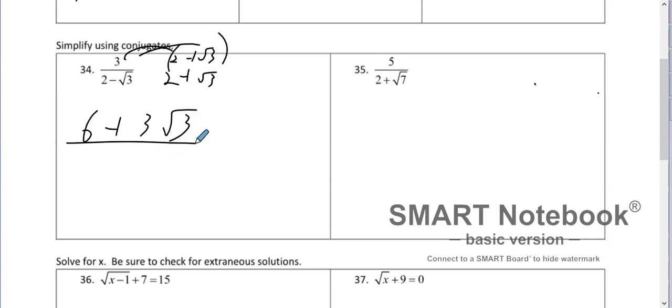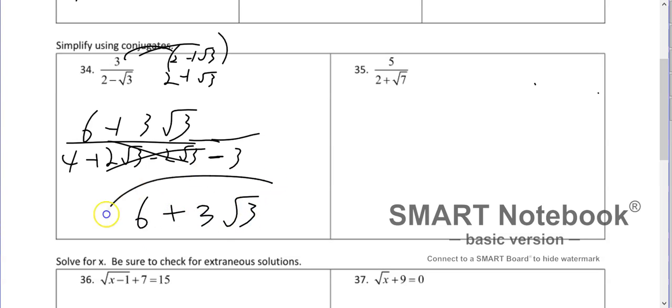Now on the bottom, when I FOIL or double distribute or whatever you call it, I'm going to do 2 times 2 to get 4. And on the outside inside, I'm going to get plus 2 radical 3 minus 2 radical 3, which you're going to cancel. And the very important part, like I said before, is the minus. Negative radical 3 times positive radical 3 is negative radical 9, or simply just 3. You must end up with subtraction in the bottom, or you did it wrong. Well, 4 minus 3 is 1, so that leads me to simply 6 plus 3 radical 3, and I'm done.